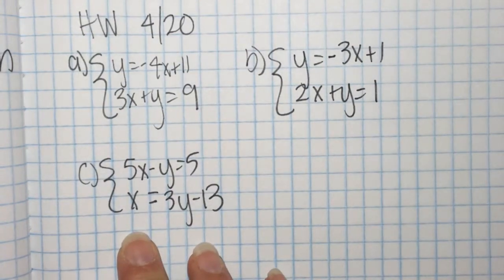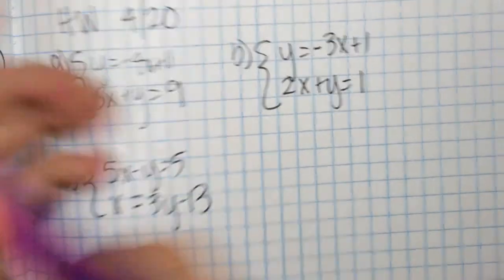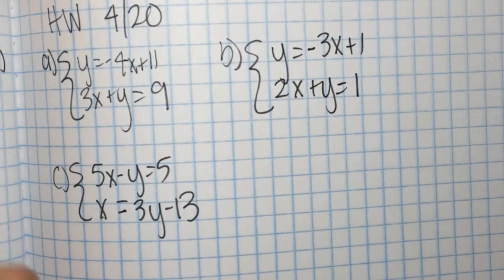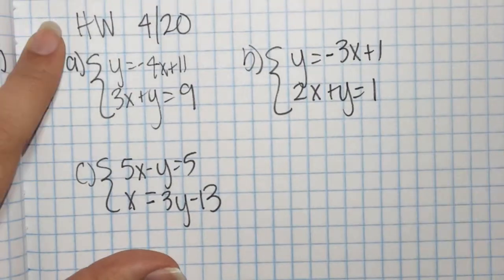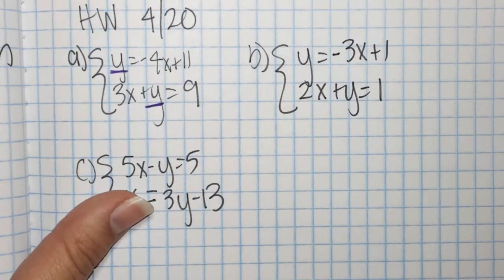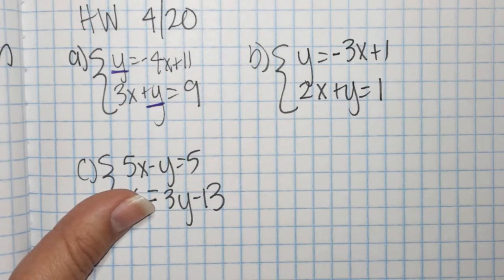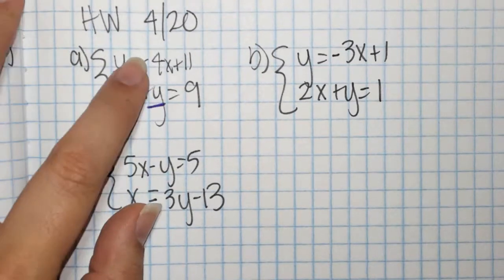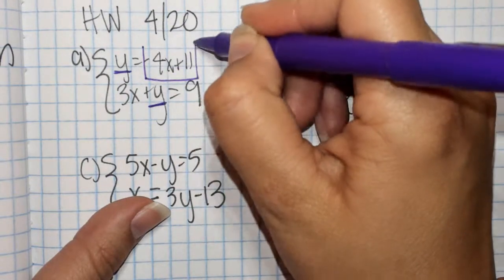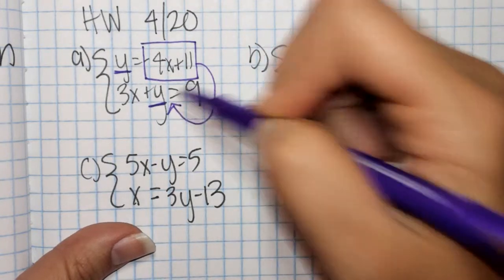Alright, so number 1, or number A, the first one, this guy. Now, our goal is to get a variable by itself. Do we already have a variable by itself? Yes. Which one? Why? Alright, so now that we know that y is by itself, what does y equal? Negative 4x plus 11. So you take what y equals and you plug it in right here for y.